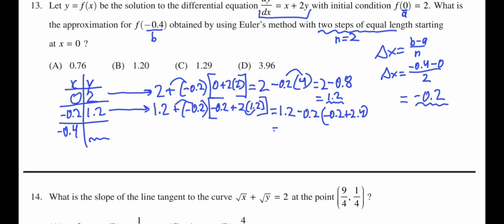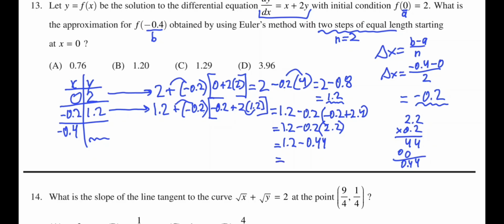All right, so that's 1.2. And then minus 0.2 times negative 0.2 plus 2.4 would be a 2.2. All right, and then from there we have 1.2, and then minus 0.2 times 2.2 would be, let's see, let's do the work on the side. So 2.2 times 0.2 would be, twice 2 would be a 4, 0.44.